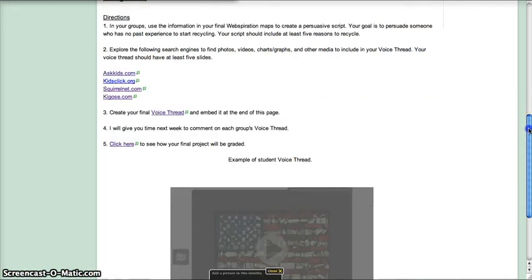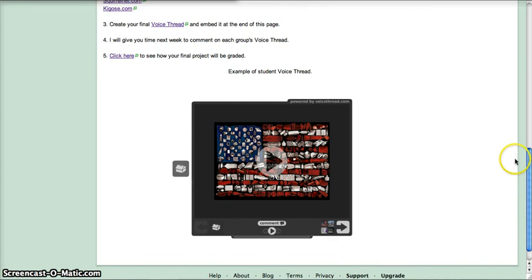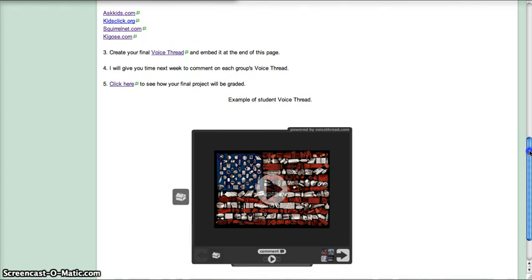They are to go and use their maps for all the information, but then they need to go and find on the internet some pictures, videos, those type of things. And they're also going to need to create a script for this voice thread, and that is going to be in the form of persuasive writing. So they're going to be trying to persuade someone who has never recycled to recycle, and that is going to be a grade for them as well.